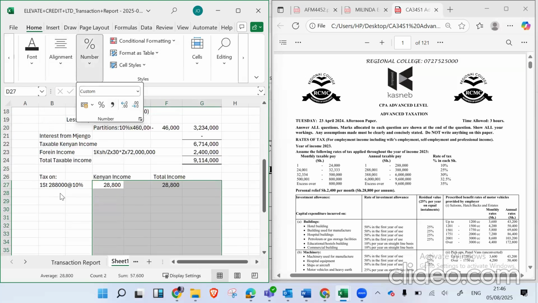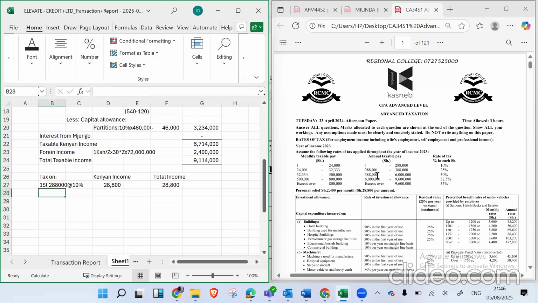Next, the next bracket, graduated scale rate, is from 288 to 388. The difference is 100,000. So you have the next 100,000 na rate yake wanasema tuichape na ngapi? 25%. So 25% of 100, that is 25,000. Hii pia ni 25,000. Tunaenda ya tatu.